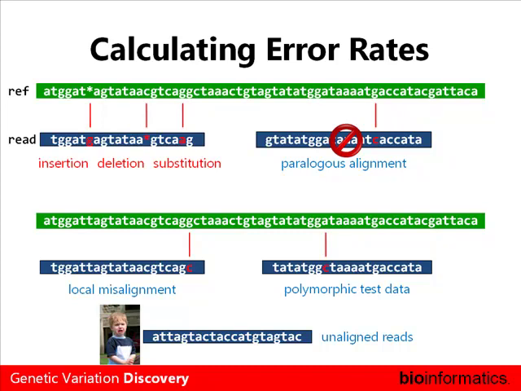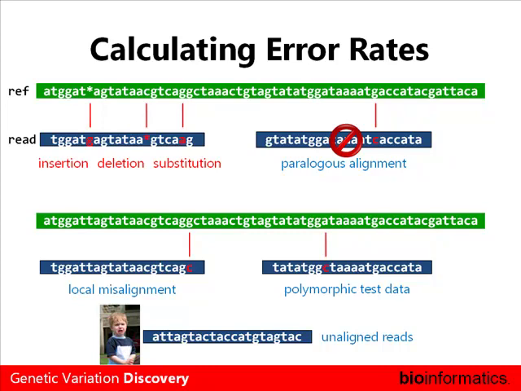First of all, your alignment might be paralogous, so you might think something is an error when it actually belongs somewhere else. You might have a local misalignment. Like this seed probably actually belongs over there, but depending on the aligner, you may have a scoring mechanism where this is the optimal alignment. And then you also have polymorphic test data. So if you remember, you have a photographic memory and you remember that table I just showed you.